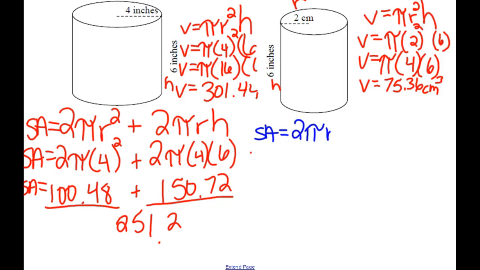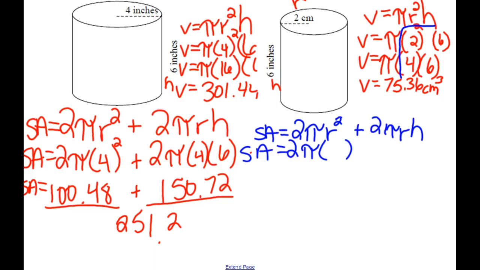So 2 pi r squared plus 2 pi rh. So now we're just going to plug in numbers. And you know, since we already did the r squared, we know that from our volume, r squared, 2 squared was just 4. So I'm going to go ahead and plug in 4 since we already got that from our volume formula. And then our radius is 2, so I'm putting a 2 where the r is. Our height is 6, so I'm putting a 6 where the h is.